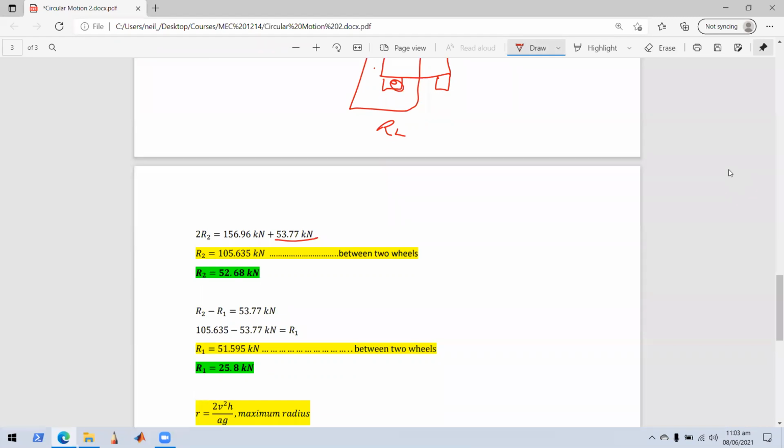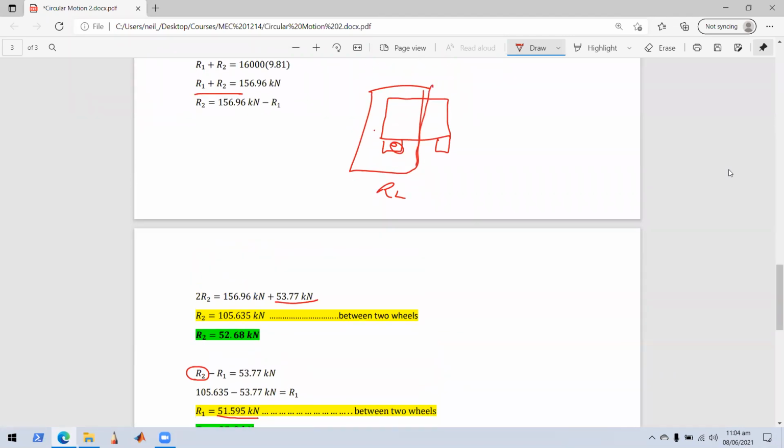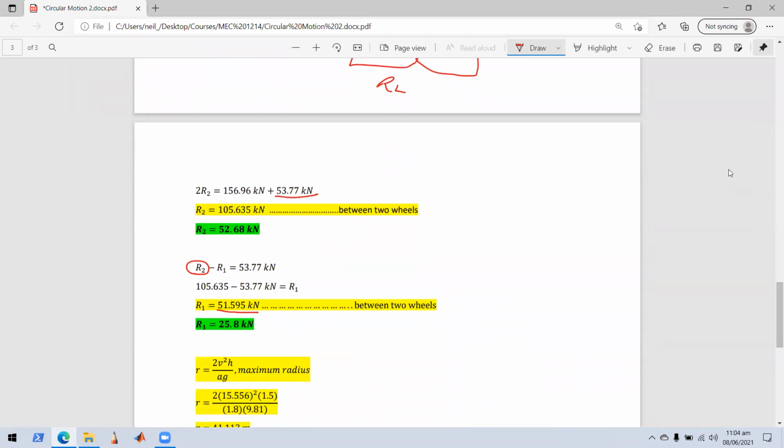Now, substituting this value back into one of the equations, let's say this one, you substitute that 52 in and solve for R1. We get R1 is equal to 51.595 kilonewtons. But again, that's between the front and back wheels on this corresponding side. So again, we need to divide by 2. So 51.595 kilonewtons divided by 2 is equal to 25.8 kilonewtons for one wheel. Okay, good. And that's that.